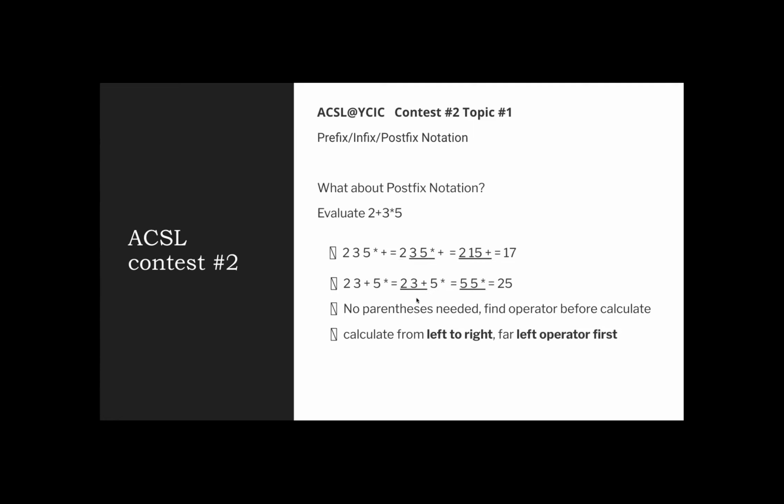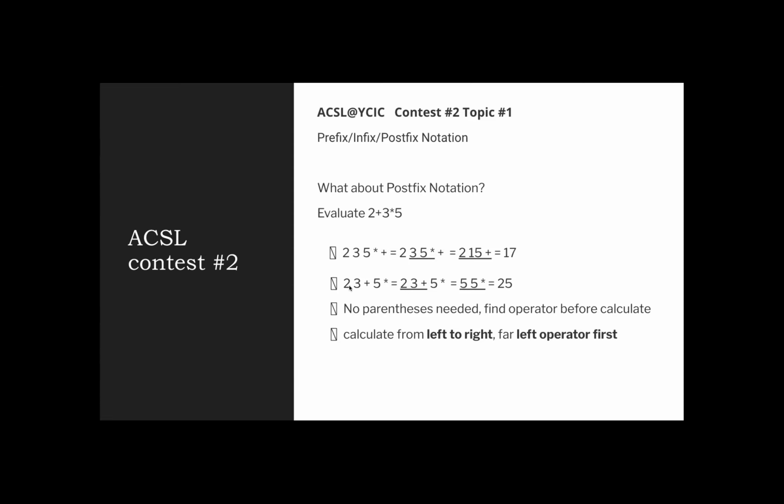Let's use also example 2 plus 3 multiply 5. So in here, we use multiply first, as you can see here. 2 plus 5, you see the signal here? It means multiply 3 by 5, which gives us 15. And then we add all together.